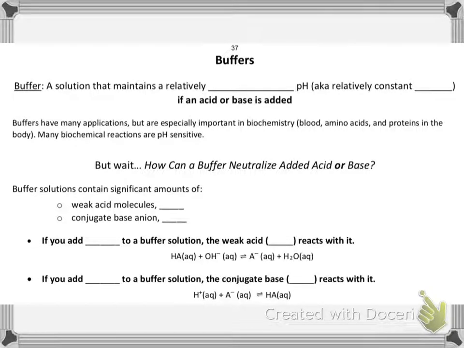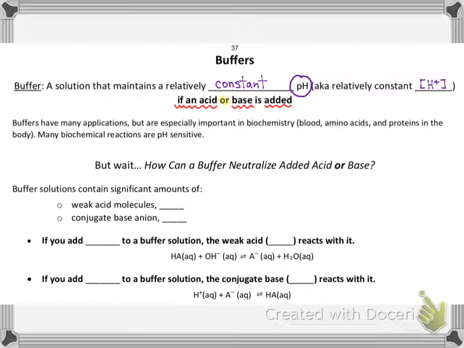Let's talk about the glory of buffers. A buffer is a solution that maintains a relatively constant pH if you add an acid or a base. Now, if you have a relatively constant pH, that means that you also have a relatively constant concentration of protons. Buffers have tons of applications, but they are especially important in biochemistry.